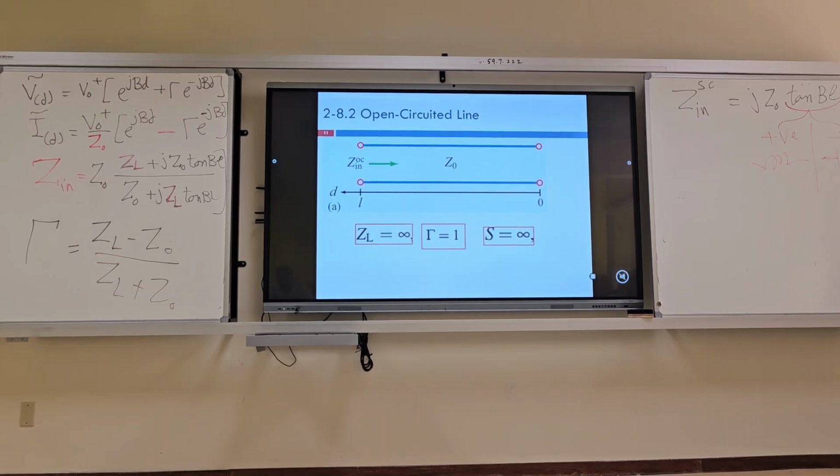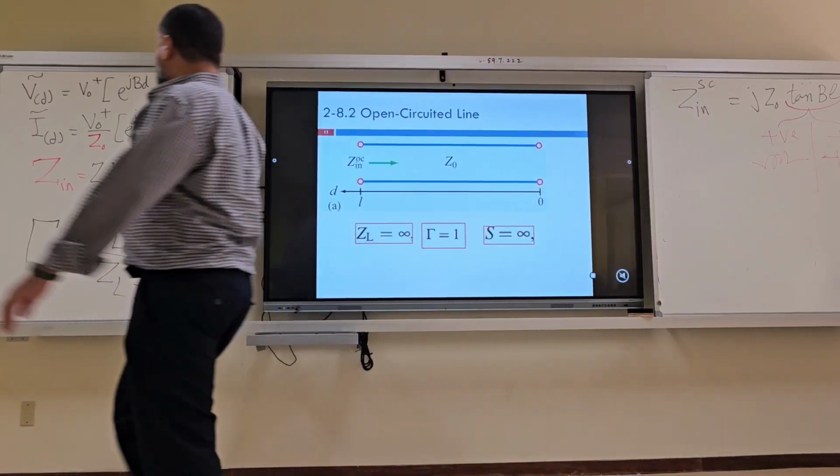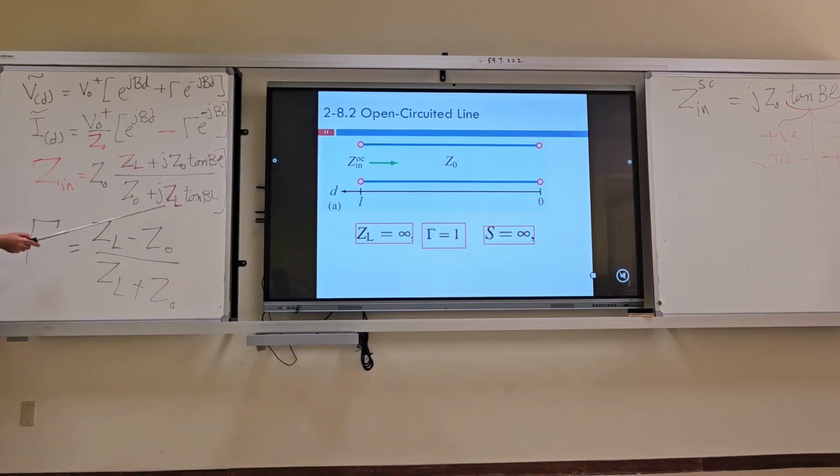Who knows what infinity means? Raise your hand if you know. The equation is there. Just put ZL equal to infinity. It will be infinity over infinity. Then divide the numerator by ZL. Just do it by hand. Write it down, and in this equation put ZL equal to infinity. You need to divide by ZL on the bottom.